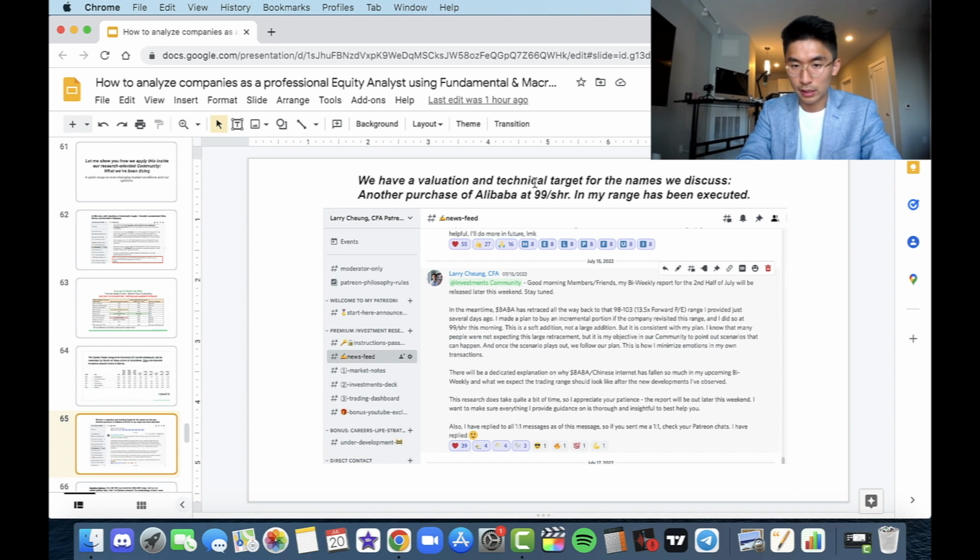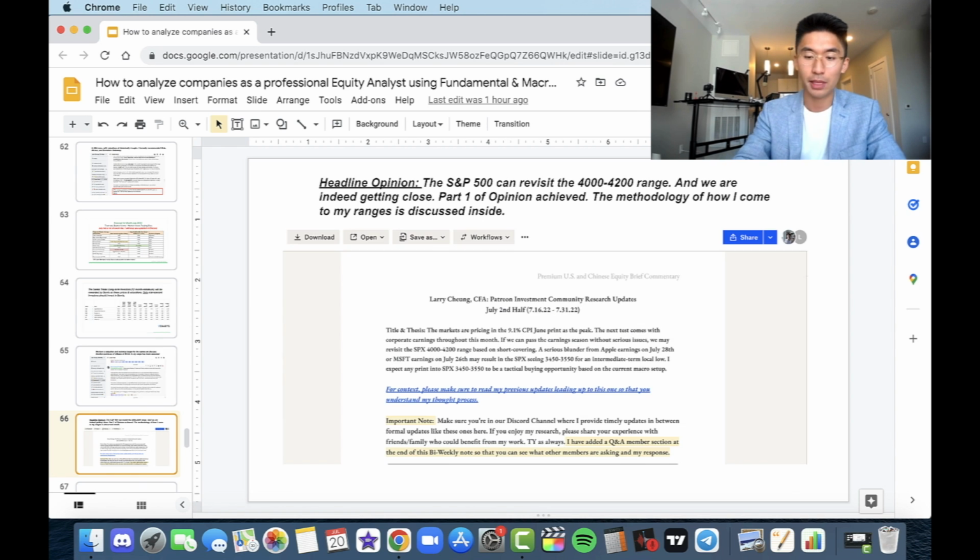We also discussed a valuation and technical target for Alibaba again. A lot of my viewers on YouTube think that I don't have intermittent opinions, and that couldn't be further from the truth. So when Alibaba retraced from that 120 to the 98, 103 level, I once again told our community, you can see here on July 15th, that we made a soft addition to Alibaba at 99 per share. And that is informed by, once again, the fundamental, the valuation, and the technical setup that we have studied on the names in our coverage universe.